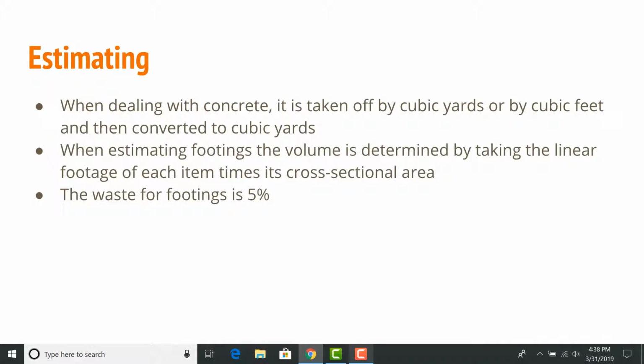So when dealing with concrete, in estimating, it is taken off by cubic yards, or by cubic feet and then converted to cubic yards. When estimating footings, the volume is determined by taking the linear footage of each item times its cross-sectional area, and a typical waste range of 5% for continuous footings.